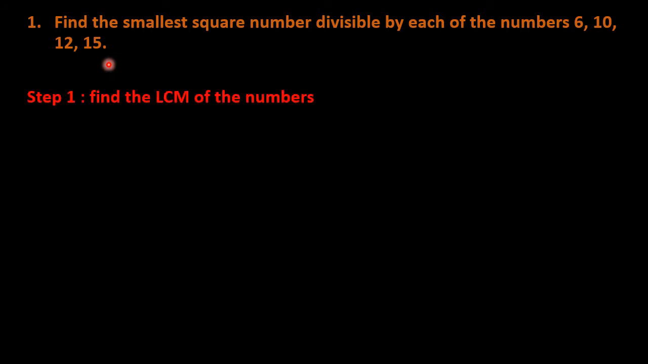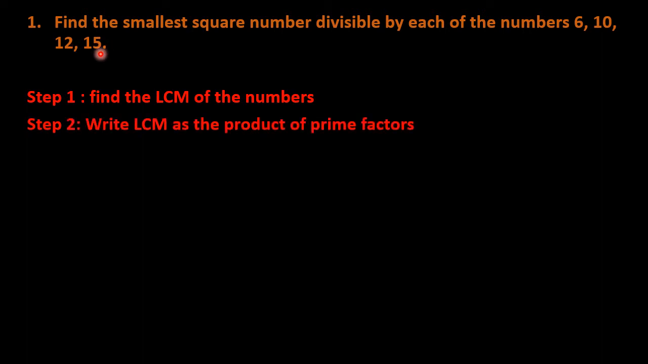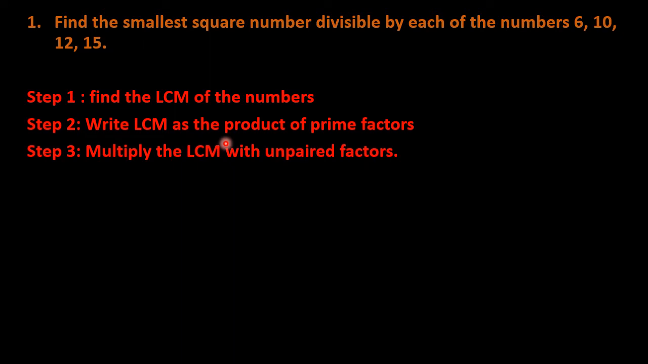In the first step, we have to find the LCM of the given numbers. So here there are four numbers given in the question, so we first find the LCM of these four numbers. In the second step, we write the LCM as the product of prime factors. It means that we have to find the prime factors of the LCM that we found in the first step. And then in the third step, we have to multiply the LCM with unpaired factors.